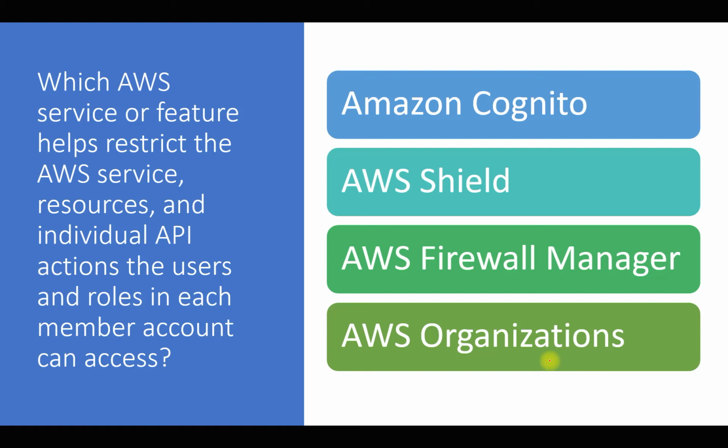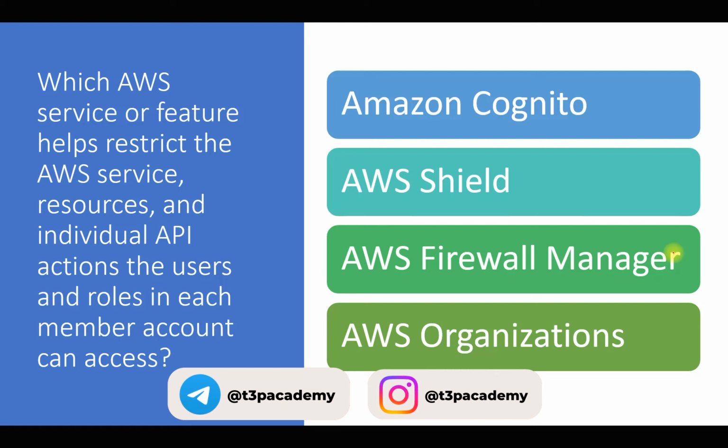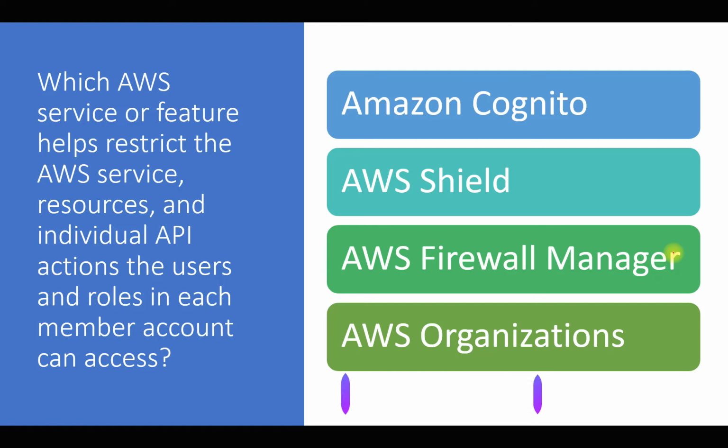So let's understand one by one. First, we talk about Amazon Cognito. Actually, this service is used for providing sign-in and sign-up services for your mobile application. Next, we have the AWS Shield service. That is a security service for protecting against DDoS attacks, like distributed denial of service attacks on our web application or any resource. So it will stop responding to actual users' requests. So the thing is, it is used to protect against DDoS attacks.